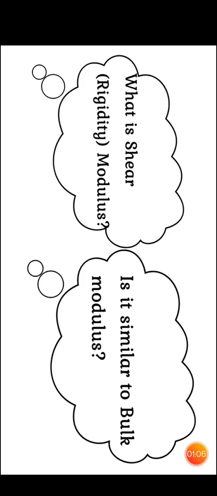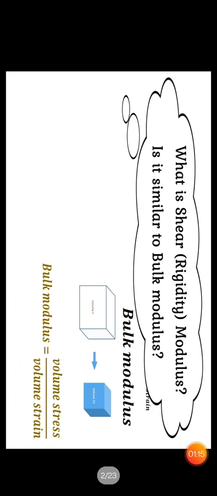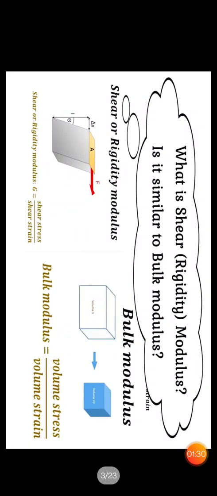Shear modulus is similar to the bulk modulus, but the difference is that bulk modulus is equal to volume stress to volume strain, whereas the shear or rigidity modulus is equal to shear stress to shear strain. The shear modulus or rigidity modulus is denoted by G, and it describes how the material responds to shear stress.